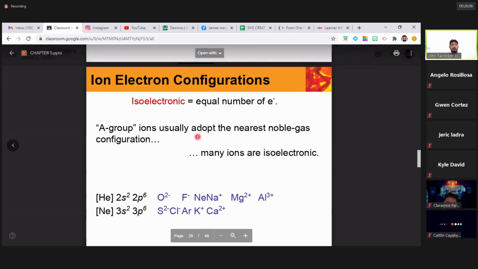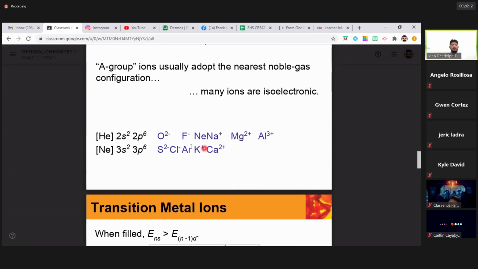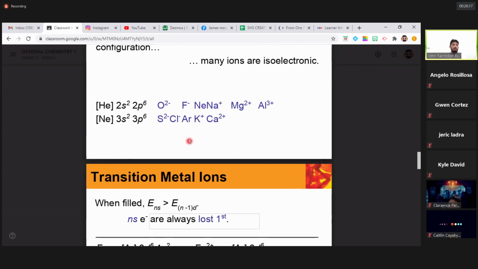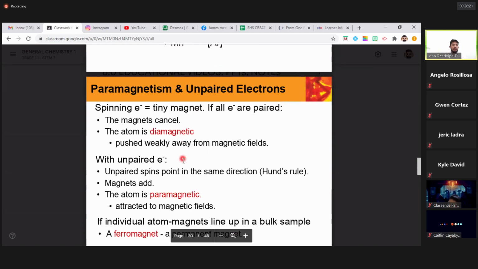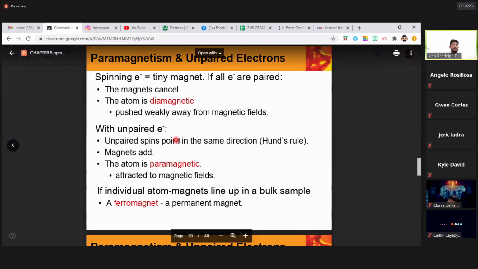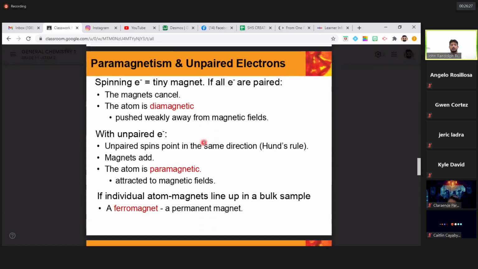So when you say isoelectronic, the word iso means equal, equal number of electrons. So we have here examples of isoelectronic, common elements. Now let's go to diamagnetic, paramagnetic. These are just the terms used in describing the spins of your electrons.